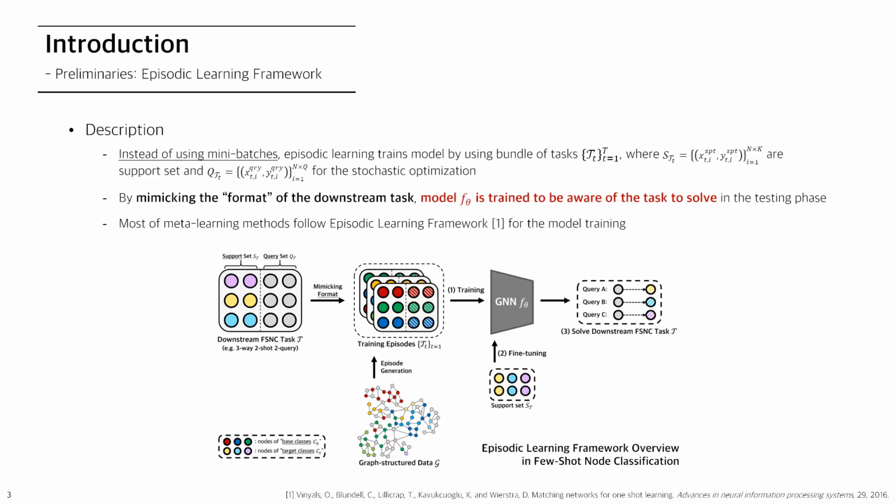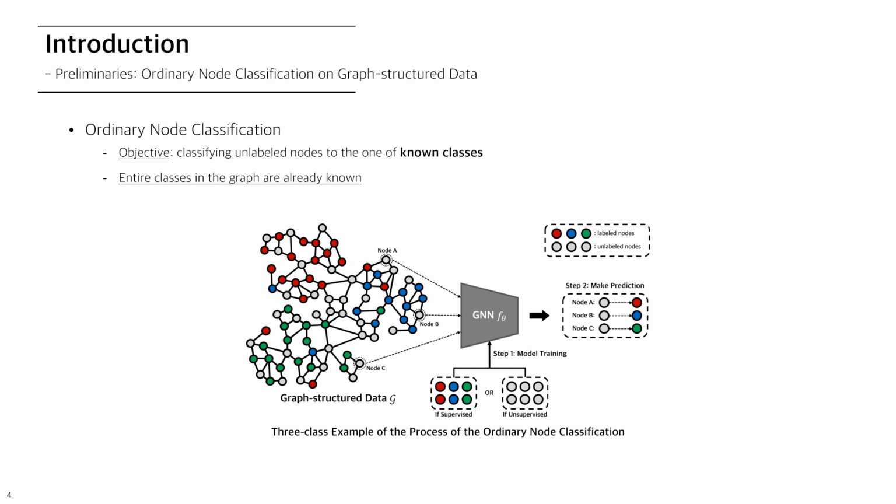require more and more labeled samples of pangolin or armadillo to classify this image as a pangolin. To solve the aforementioned few-shot learning tasks, episodic learning was widely employed, especially in meta-learning. Instead of commonly used mini-batches, episodic learning uses a bundle of episodes mimicking the format of the downstream task to train the model. Hence, episodic learning allows the model to also learn about what task is to be solved in the testing phase.